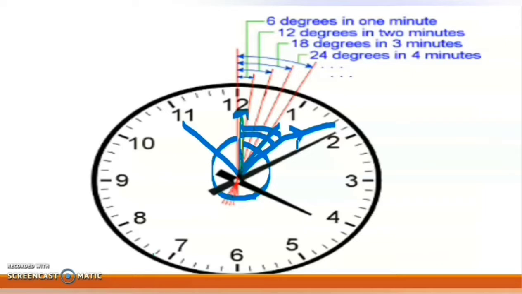Again, what will happen? The minute hand will move in this direction. The hour hand will move in this direction. And then what will happen at 2 o'clock? The minute hand will be over here and the hour hand will be over here.